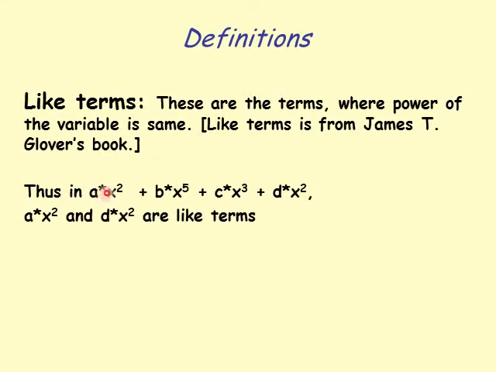Take the expression a times x squared plus b times x to the power 5 plus c times x cubed plus d times x squared. There are only two terms that are like terms. These are a times x squared and d times x squared. Its flag value is 2. Its flag value is 2. The others are 5 and 3. The 2 and 2 match. These are the like terms. A times x squared and d times x squared are like, or a times x squared is like the term d times x squared. Let's continue.